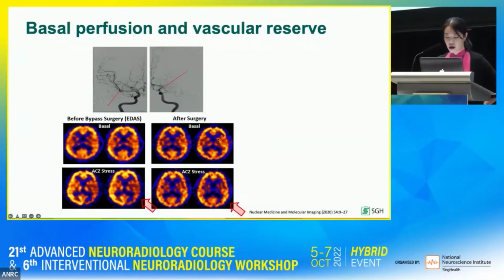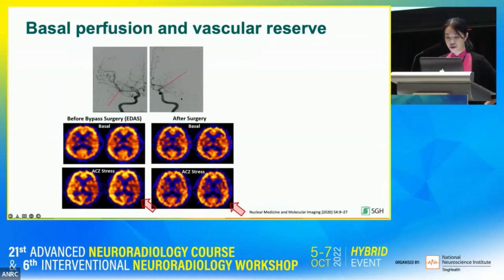So this is an example of a case before and after bypass surgery. On this case, on the Diamox stress image, you can see that there is decreased perfusion in the left parietal occipital region. That was normal on the basal image, right? So this is a case where the pharmacological stress causing vasodilatation of the blood vessels shows that there is a reduced cerebrovascular reserve in this region.